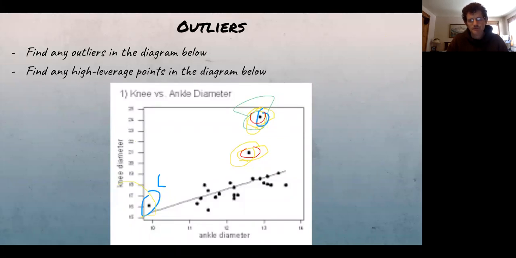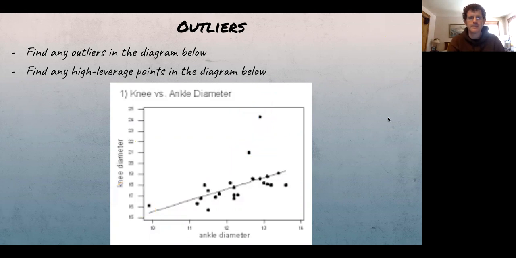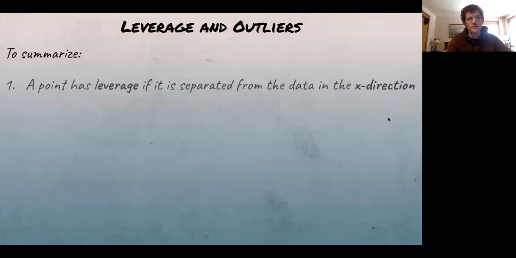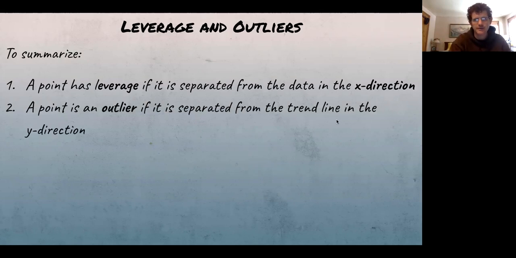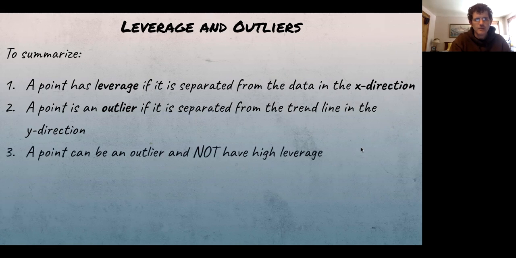Okay. So hopefully the way we're going through it, it's a very clear distinction, but it can be kind of confusing if you look at just a bunch of points and you're asked, what would you describe this point as? High leverage, low influence, stuff like that. So just try and keep these ideas straight. All right, so a point has leverage if it's separate in the x direction. It's an outlier if it's separated from the trend line in the y direction. You have to be careful about that.